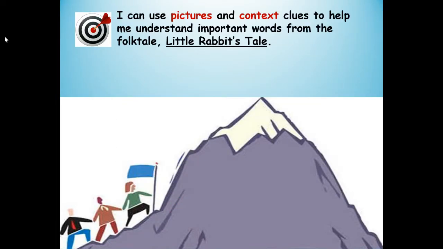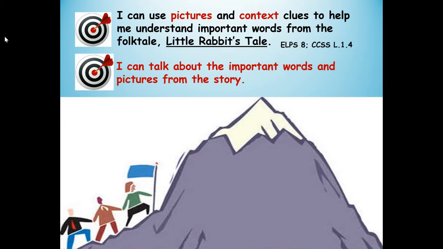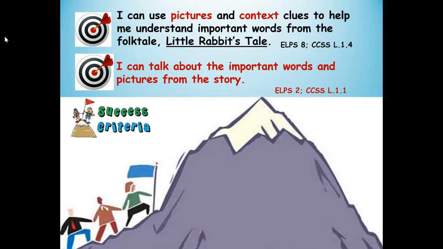So here's your learning target. I can use pictures and context clues to help me understand important words from the folktale, Little Rabbit's Tale. Here's our other learning target. I can talk about the important words and pictures from the story. Success criteria. That means how will you know you're successful at using pictures and context clues to understand important words, and how will you know you're successful at talking about these important words?